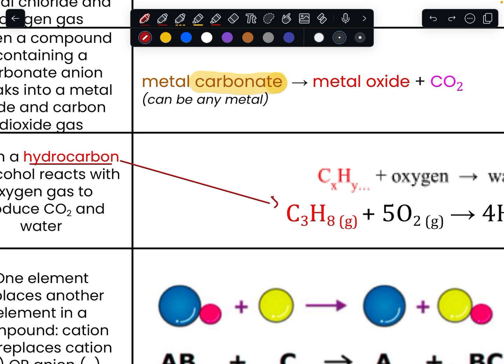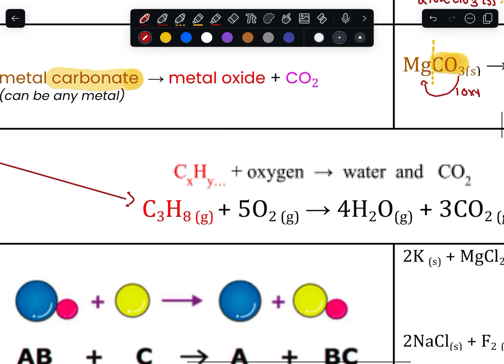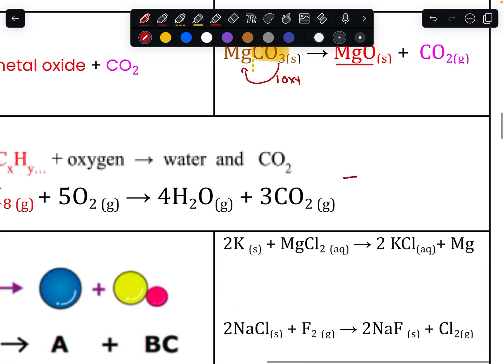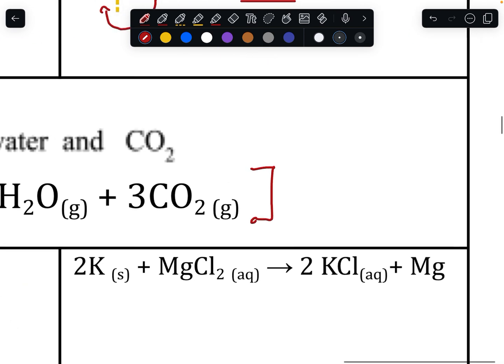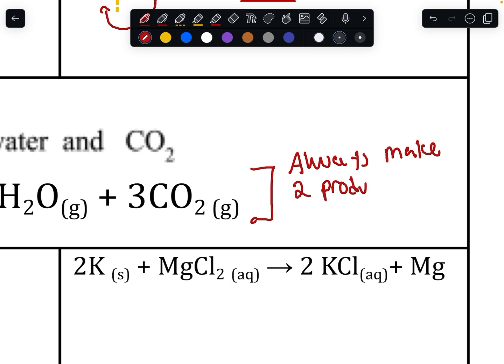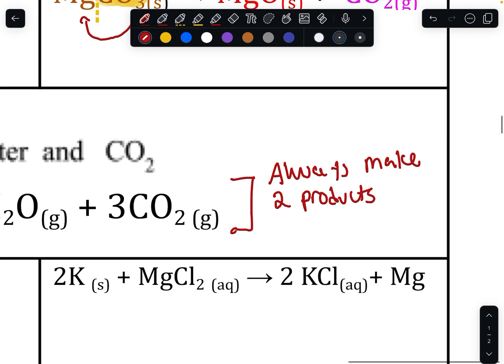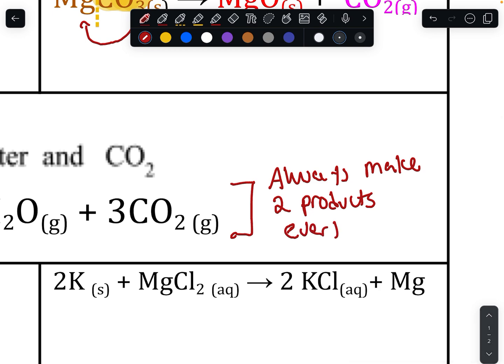What we do is we add it to oxygen, which is just the chemistry language of burn, and we create two products every time. The way to spot this reaction is you will always make water and CO2 every single time. So whenever you're looking for an organic combustion, look for those two products. All right, so there you go.